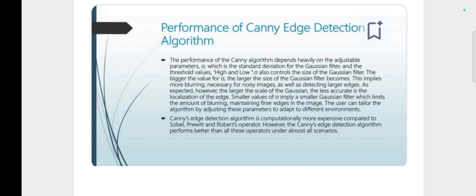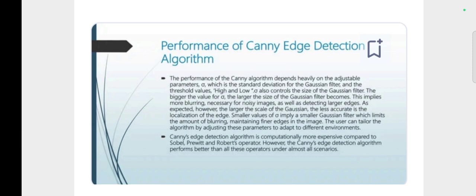And finally, Canny's edge detection algorithm is computationally more expensive compared to the Sobel, Prewitt, and Roberts operators. However, the Canny edge detection algorithm performs better than all these operators under almost all scenarios. So it can be concluded that the performance of the Canny algorithm depends heavily on the adjustable parameter sigma, which is the standard deviation for the Gaussian filter, and the threshold values.